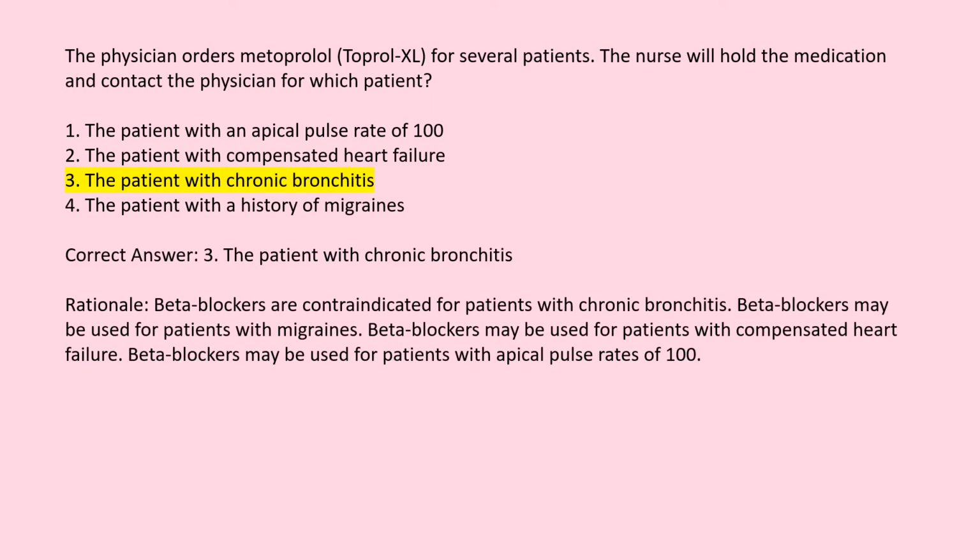Correct answer. 3. The patient with chronic bronchitis. Rationale. Beta blockers are contraindicated for patients with chronic bronchitis. Beta blockers may be used for patients with migraines. Beta blockers may be used for patients with compensated heart failure. Beta blockers may be used for patients with apical pulse rates of 100.